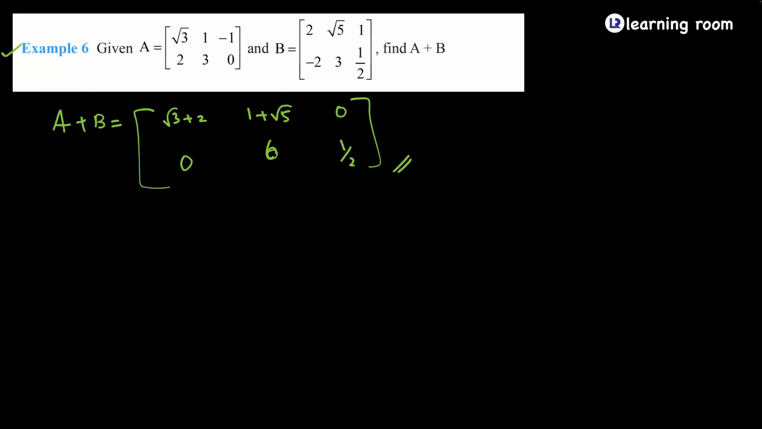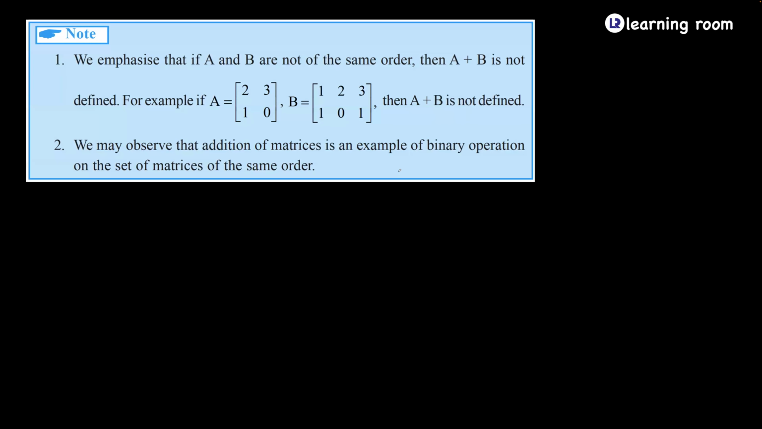So from this, the important note that we are supposed to take is, we already know this, but we'll just make a note of it. We emphasize that if A and B are not of the same order, then A plus B is not defined at all. It is not possible for you to perform the operation of the sum of these two matrices. For example, the order of this matrix is 2 by 2, and here the order of the matrix is 2 by 3. It's not possible for you to add them, right?